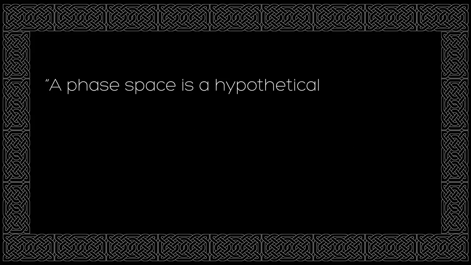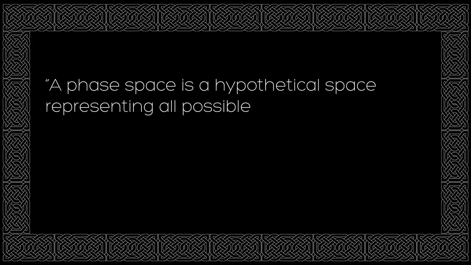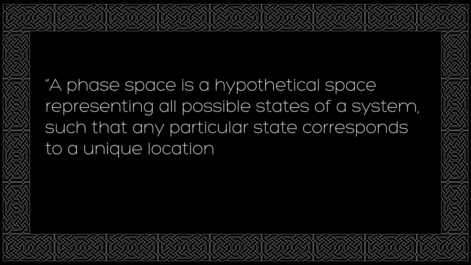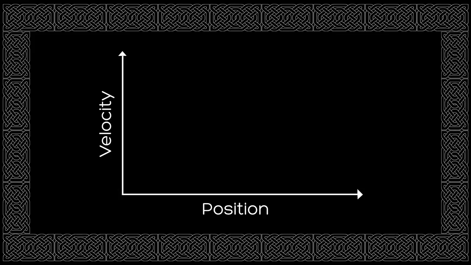A phase space is a hypothetical space, representing all possible states of a system, such that any particular state corresponds to a unique location within that space. Think of a graph with two axes. Say one axis stood for position and the other for velocity. What you've got would resemble the phase space for a really basic platformer.